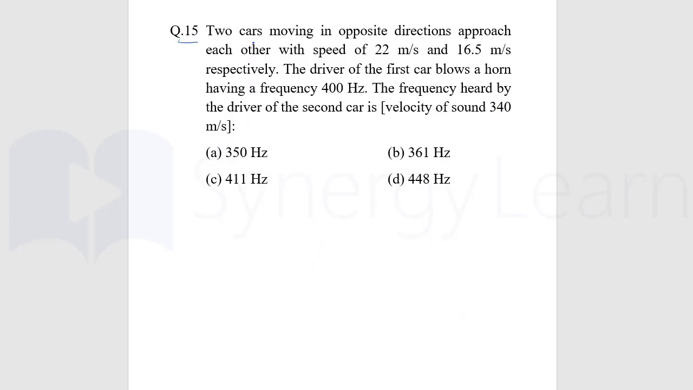Question number 15. Two cars are moving in opposite directions with speeds 22 meter per second and 16.5 meter per second. The driver of the first car blows a horn having frequency 400 Hz. So f0 is 400 Hz. It is a case of Doppler effect. The frequency heard by the driver of the second car is.